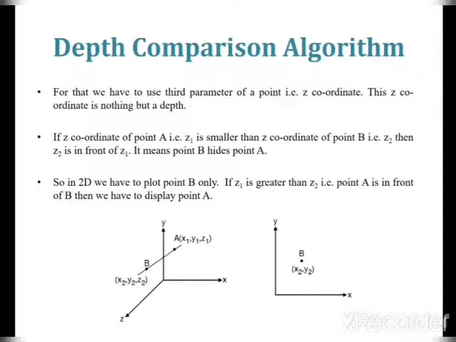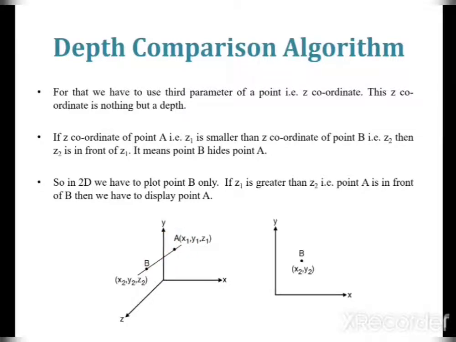If the z coordinate of point A, that is z1, is smaller than the z coordinate of point B, that is z2, then z2 is in front of z1. It means point B will hide point A. Very simple. If z1, the z coordinate of point A, is smaller than z2, the z coordinate of point B, then z2 is in front of z1, meaning it is near to the viewer. So point B is hiding point A.